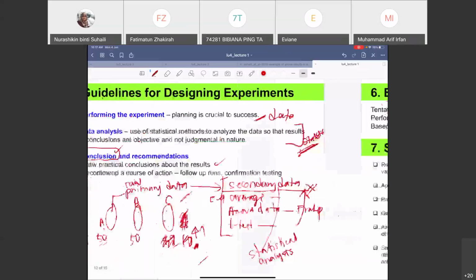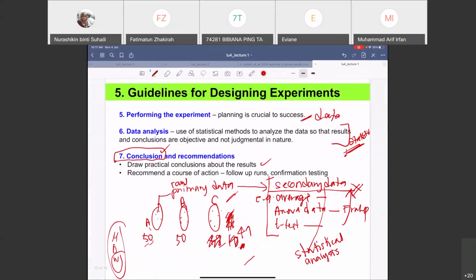So for example, we study in statistics, right? We study two types of hypothesis: alternative and null hypothesis. So in terms of, let's say, height, the null hypothesis says there is no significant difference of height of the beetles collected from sample A, B, and C, right? But for the alternative hypothesis, you believe that there is a difference, right?